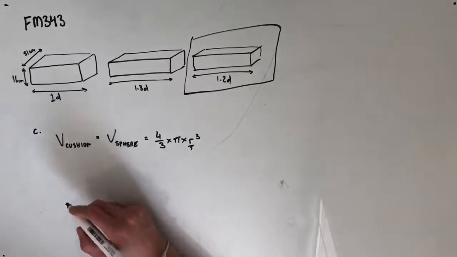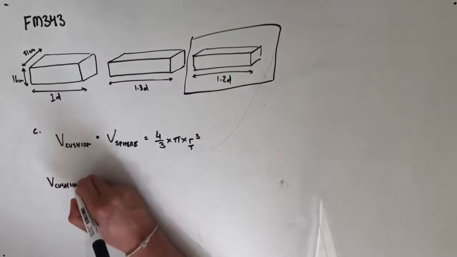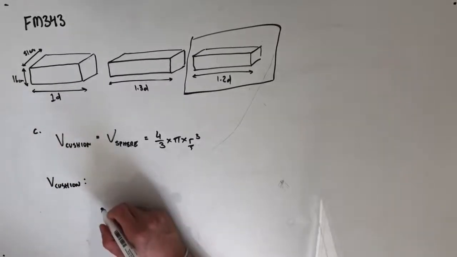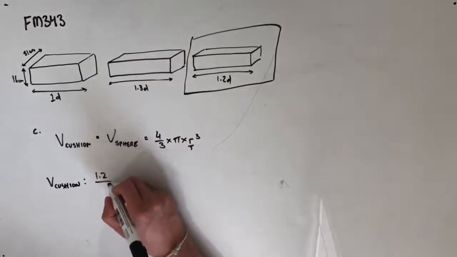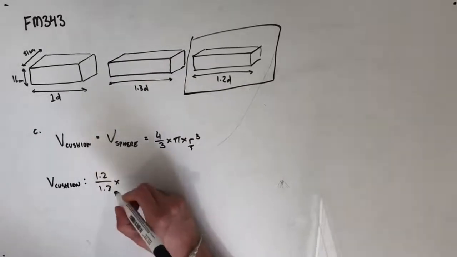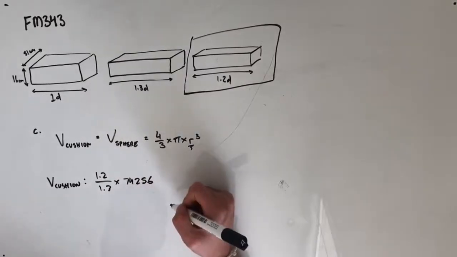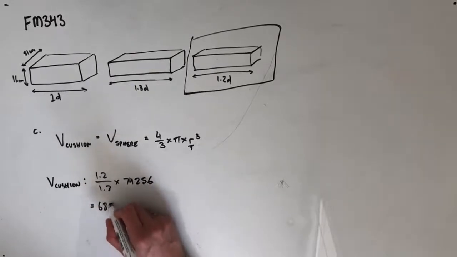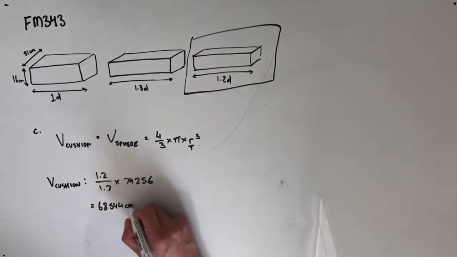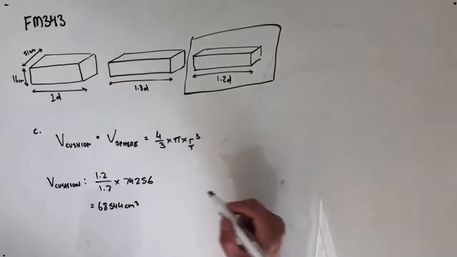So finding the volume of the cushion is actually going to be quite straightforward, because we used a formula to find the volume of this cushion before. We used 1.2 over 1.3 times 74,256. Plugging that into a calculator, you should get a volume of 68,544 centimeters cubed, which means you now also have a volume for your sphere.